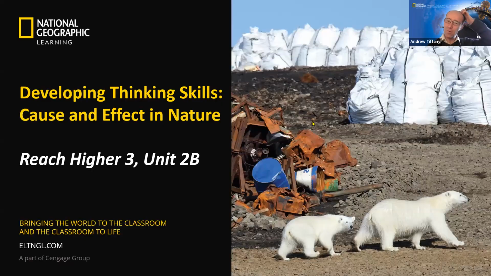So let's get started on what we're doing today. Today we're talking about developing thinking skills, and we're going to be talking specifically about cause and effect in nature. At National Geographic Learning, what we like to do is bring the world into the classroom, make everything as authentic as we can. So today we're going to frame developing thinking skills, and specifically cause and effect, around a true story from the natural world, talking about Yellowstone National Park, if you're familiar with that park in America. So we're going to be looking at that today.